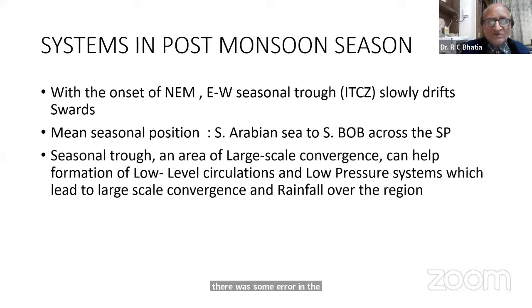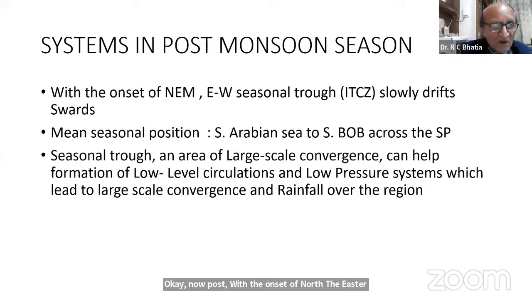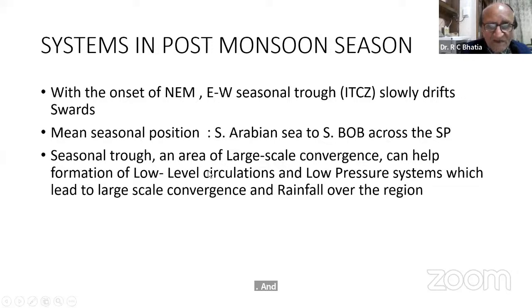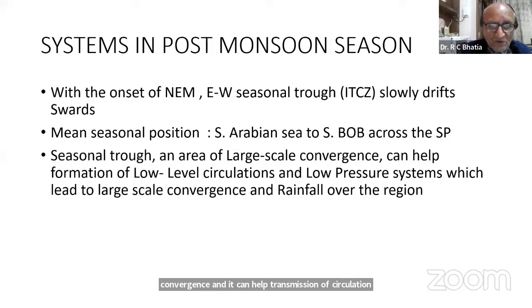Okay, now the post-monsoon season. With the onset of the northeast monsoon, the east-west seasonal trough, ITC, drifts southward and its mean position is South Arabian Sea to South Bay of Bengal across the South Peninsula. And the seasonal trough, as you know, is an area of convergence and it can help formation of circulation and low pressure systems, which can lead to convergence and rainfall over the region.